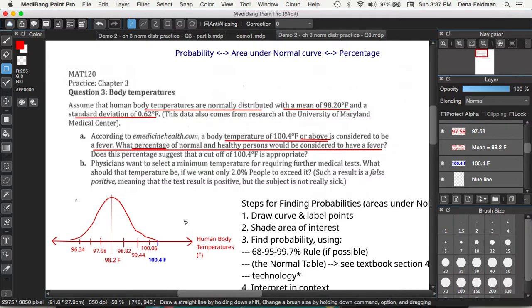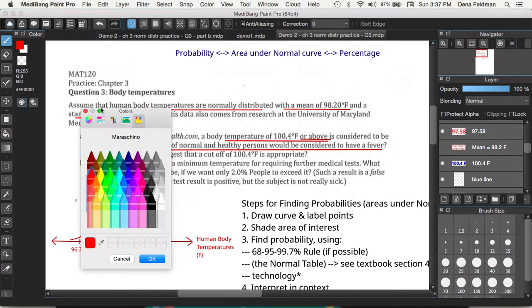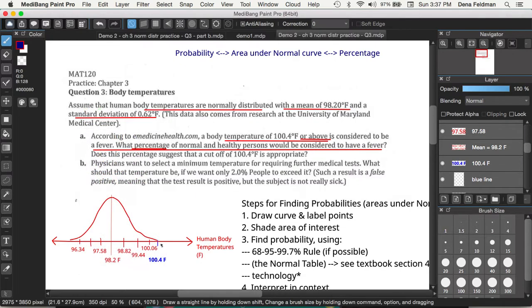Just so that I have it for myself, let's shade that area that I'd be interested in. What would it be? Well, it's a pretty small percentage right here, right? It's way up there. Okay, well, let's just know what that percentage is.